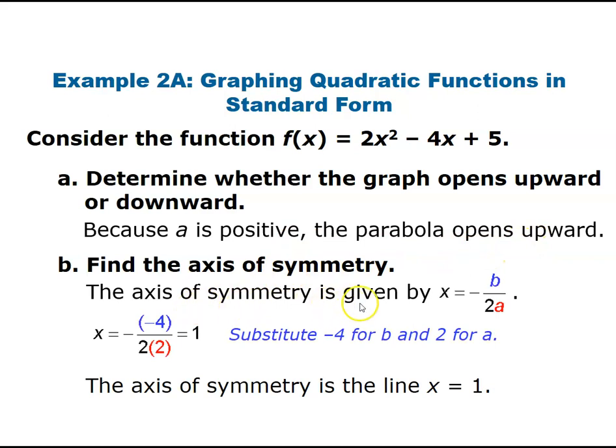So the axis of symmetry is given by x equals negative b over 2a. So therefore you will have negative b here, right? a, b, and c, from ax squared plus bx plus c, right?